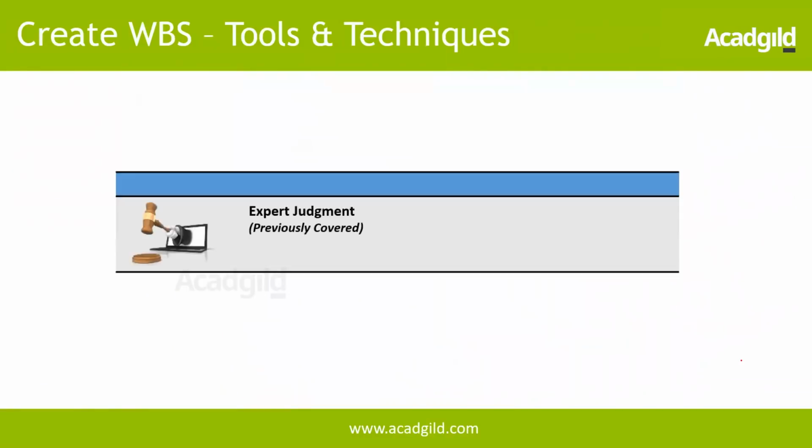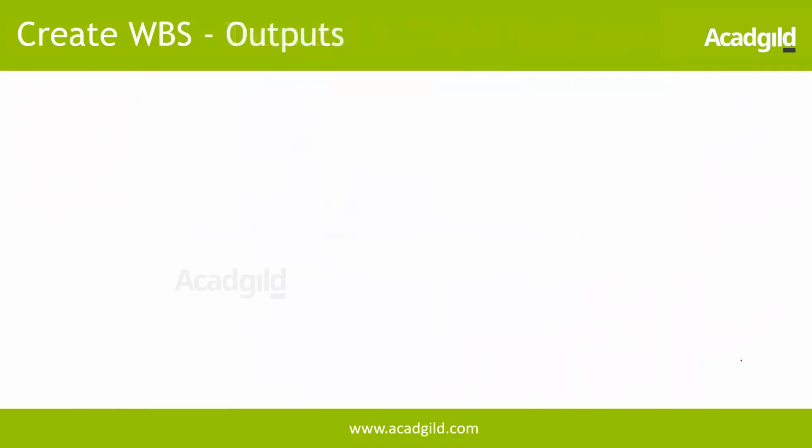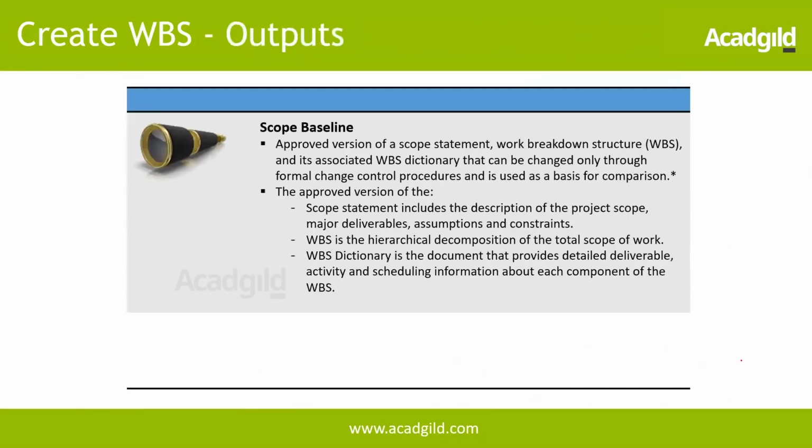So the other technique is expert judgment. Again, talking to people, talking to experts, and we have the scope defined. Now we try to look at how the scope can be divided further. Output, we have the scope baseline.